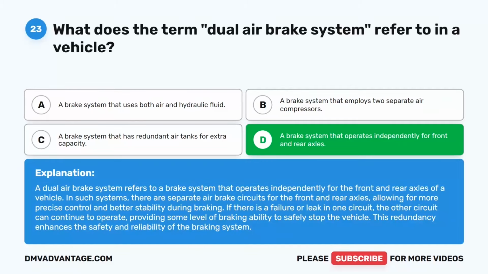A dual air brake system refers to a brake system that operates independently for the front and rear axles of a vehicle. In such systems, there are separate air brake circuits for the front and rear axles, allowing for more precise control and better stability during braking. If there is a failure or leak in one circuit, the other circuit can continue to operate, providing some level of braking ability to safely stop the vehicle. This redundancy enhances the safety and reliability of the braking system.